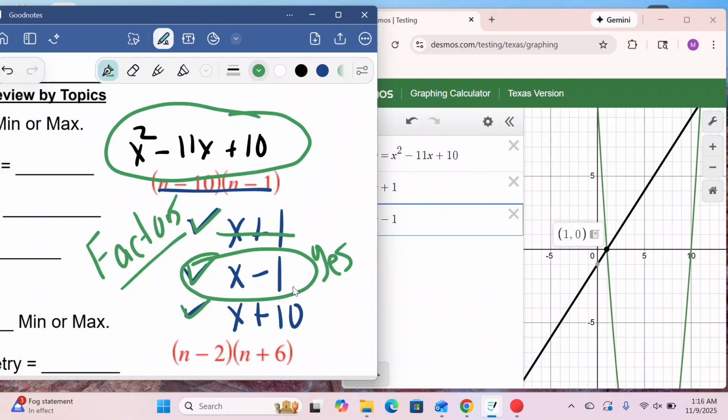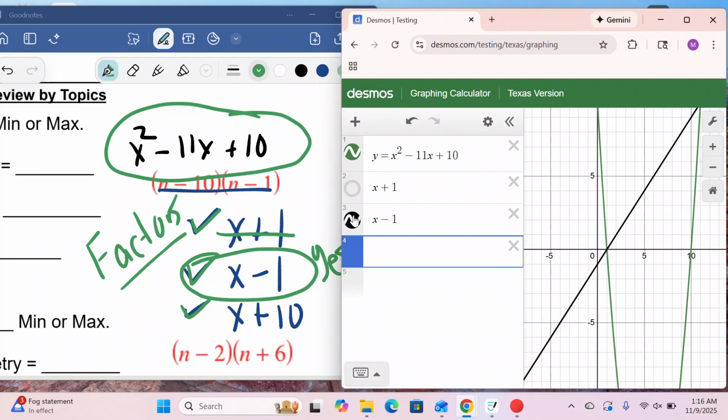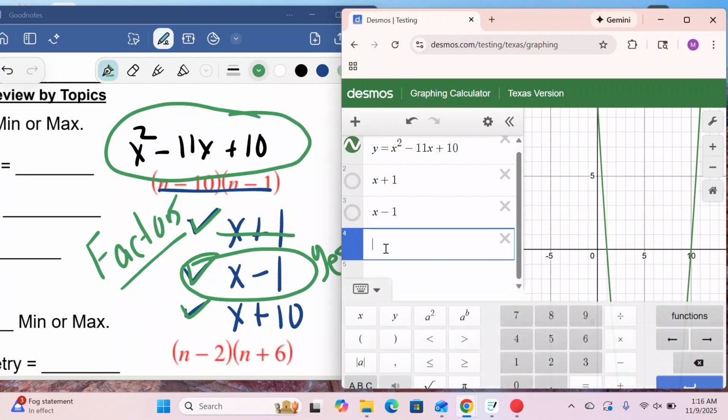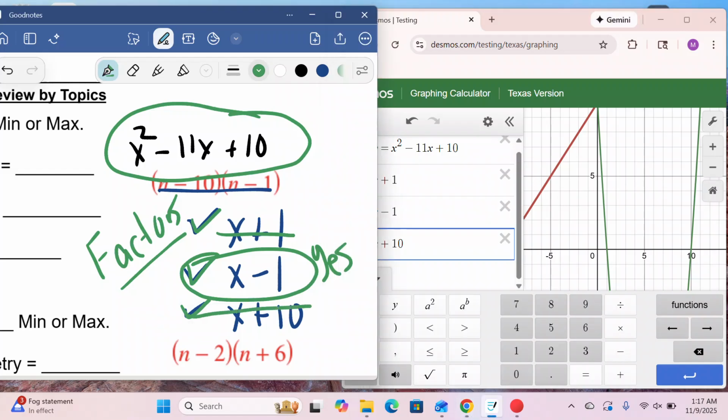And I'm going to check my last one. Is this a factor? I can always take this away and put in my last one, x plus 10. And as you see, Desmos does input them in different colors. I want to know, is this a factor of this quadratic? And the answer to this one would be no.